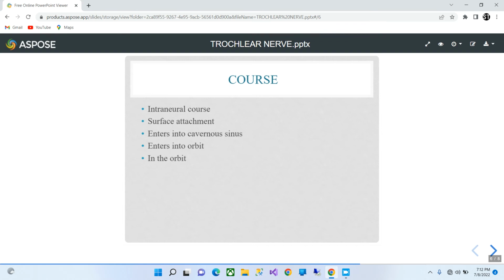superior orbital fissure. Then it passes medially above the origin of the levator palpebrae superioris. Then it reaches the superior oblique muscle. Thereby it supplies and ends its course.